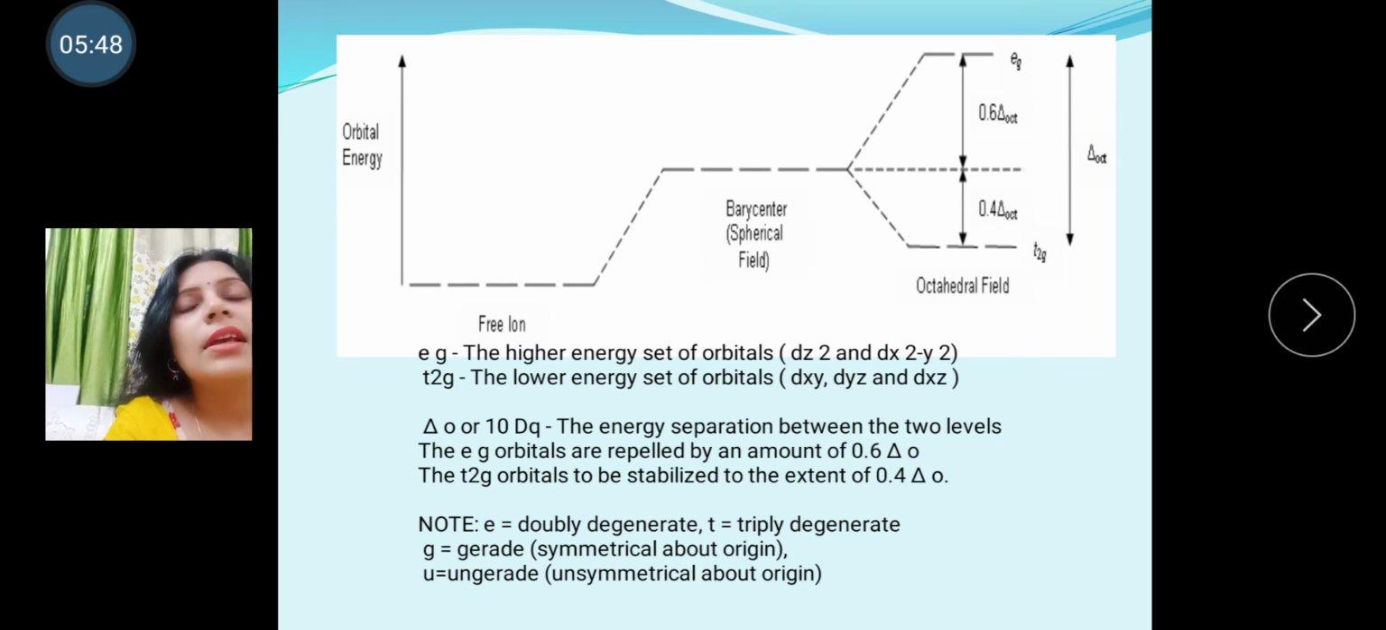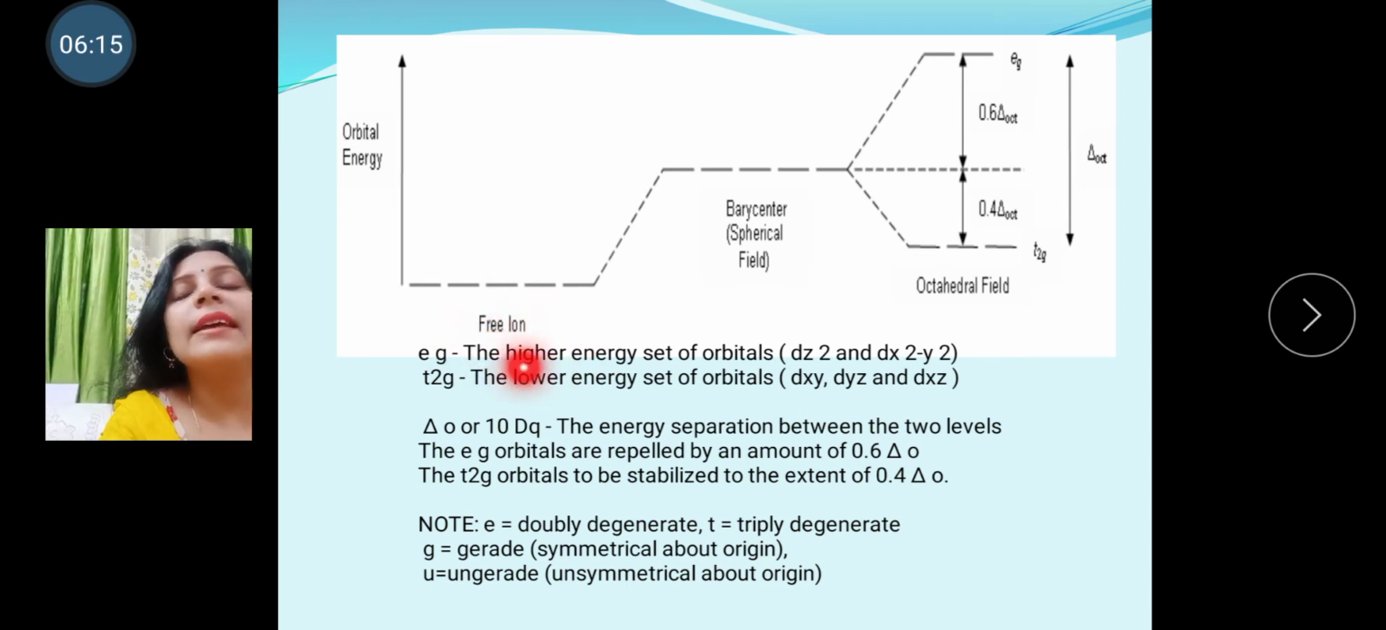Let's see this crystal field splitting diagram in the octahedral case. This shows that the orbital energies are increasing upward. In the free ion state, we can see the five dashes representing the 5d orbitals, and here it is written free ion. That means at this time no ligand has approached near the metal ion. So all the 5d orbitals remain at equal energy, we can say they are degenerate.